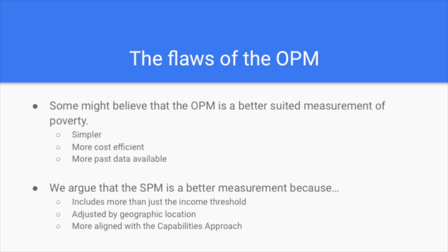And there's more past data available because it's one of the oldest measurements, so there's more past data accessible to analyze for trends. We argue that the SPM is a better measurement because it includes more than just the income threshold, it's adjusted by geographic location, and it's more aligned with the capabilities approach.